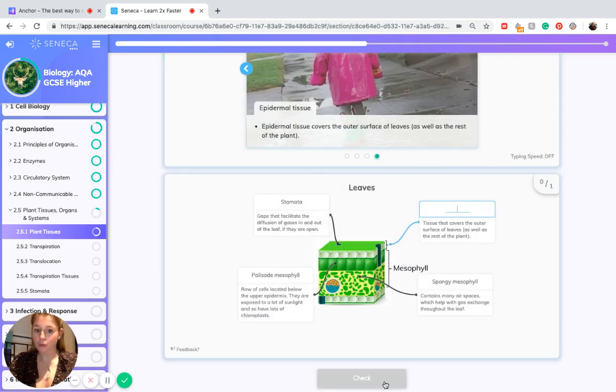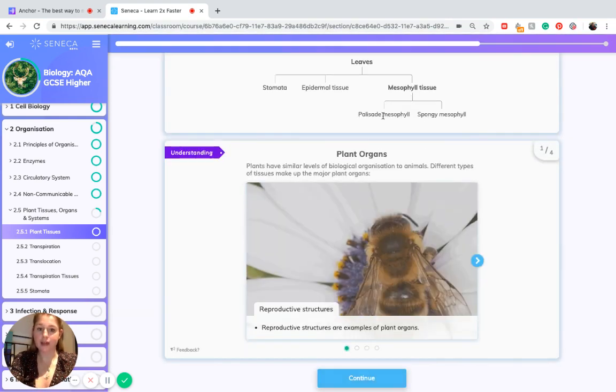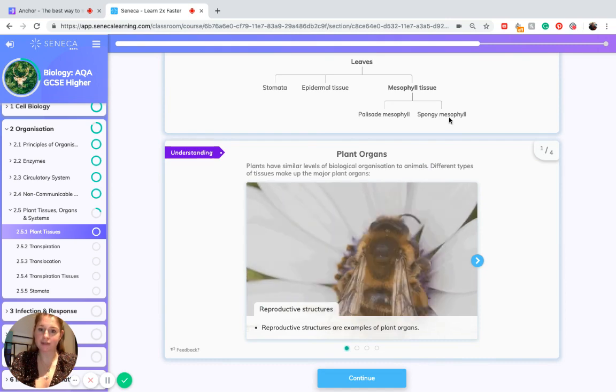So let's just recap on all these structures of leaves and the different tissues. We've got the stomata, the gaps that facilitate the diffusion of gases in and out of the leaf if they are open. We've got the palisade mesophyll, which are rows of cells located below the upper epidermis, and they're exposed to a lot of sunlight and so have lots of chloroplasts. We've got the spongy mesophyll, which contains many air spaces and helps the gas exchange throughout the leaf. And then finally, we've got the epidermis, which is the tissue that covers the outer surface of the leaves as well as the rest of the plant. So remember that the mesophyll tissue can be broken down into the palisade mesophyll and the spongy mesophyll.